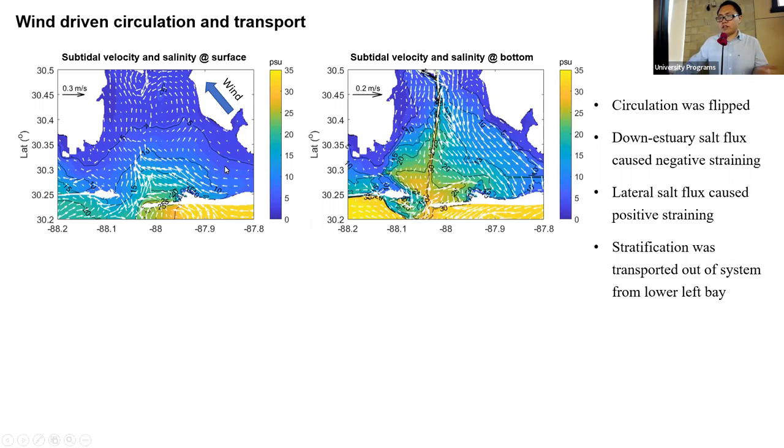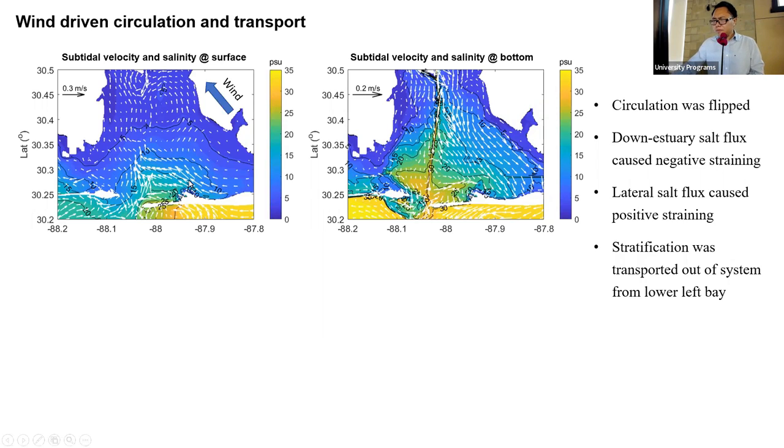So the left hand is the surface and the right hand is the bottom. As I mentioned before, the typical estuary situation is the surface flow going to the ocean, right? Seaward surface flow, and upward, landward bottom flow. However, with the southeast wind, you can see the surface flows to the north, and the bottom flows to the south. That means the wind flips the circulation pattern.